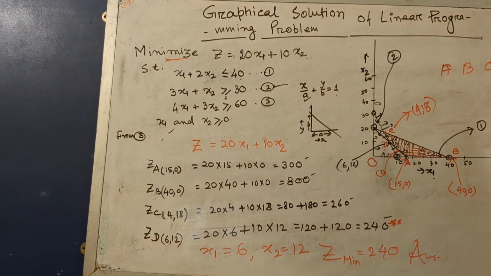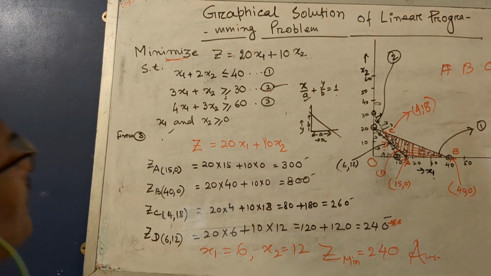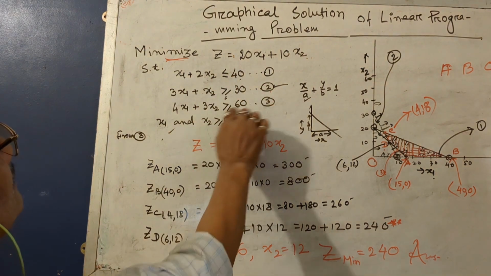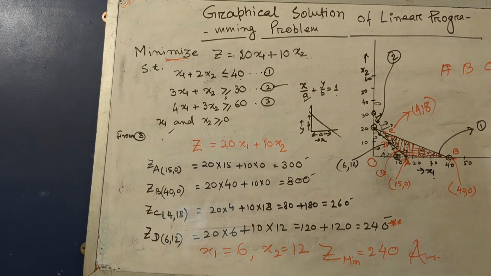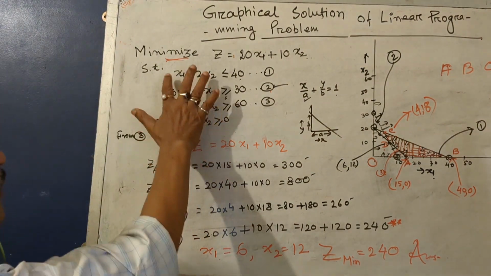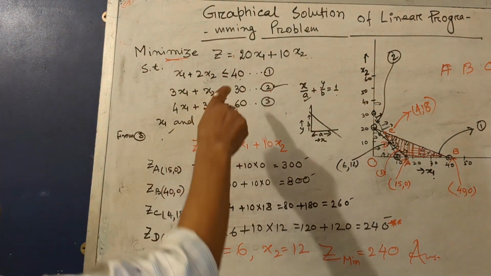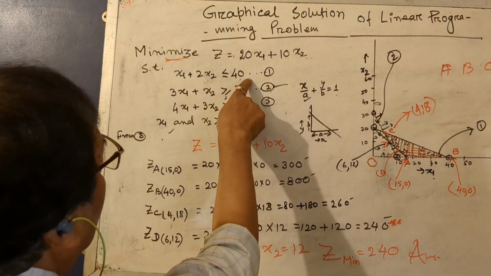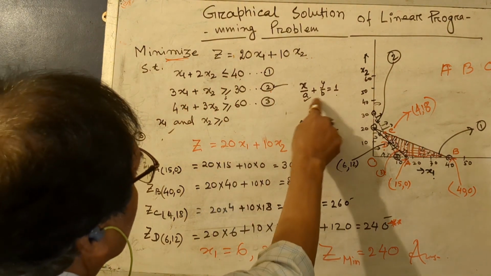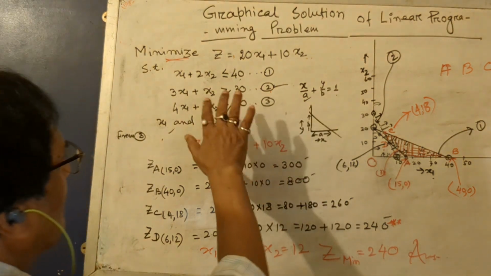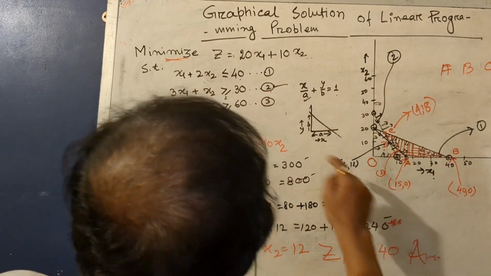So again I am repeating the graphical solution of a linear programming problem. All the constraints are given here, and this is the objective function. This is a minimization problem. First of all, you will plot all the constraints on the graph paper to find the common feasible area. One by one we have taken the first one, and it will be easy if you change it to the form x by a plus y by b is equal to 1. That I have done, and accordingly we have plotted graphs 1, 2 and 3.